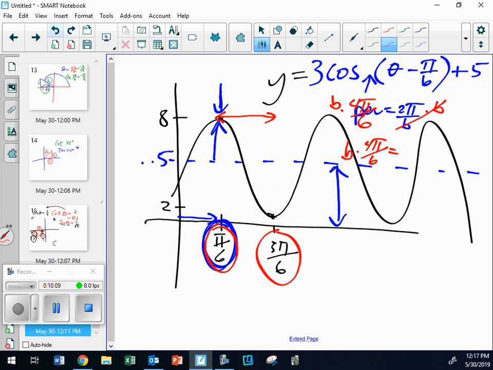The next one is 2 pi over b. And now I'm going to divide both sides by 4 pi over 6. So it's 2 pi over b divided by... Wait a minute. I forgot to cancel the b's. You're right. That b's gone. 2 pi over 4 pi over 6.